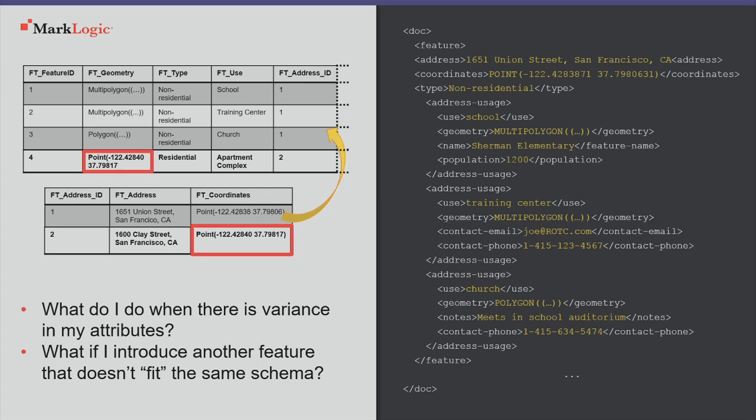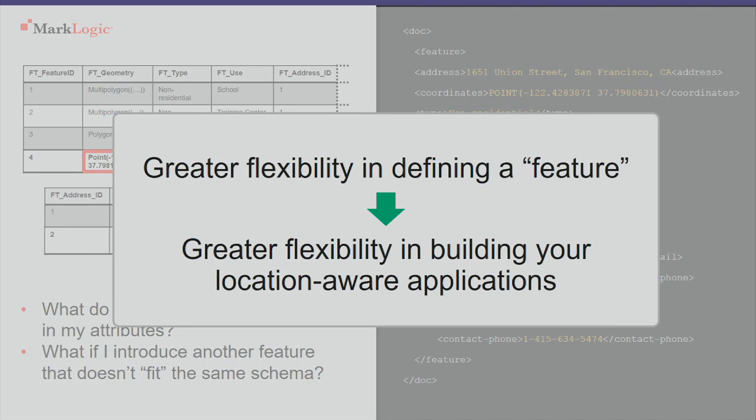So what's going on here? Now you've got duplicate data, and you're kind of cheating your schema, or you're not really representing how the two ways that you're representing these features is fundamentally different. Okay, so as you can see, MarkLogic provides you greater flexibility in defining a feature.